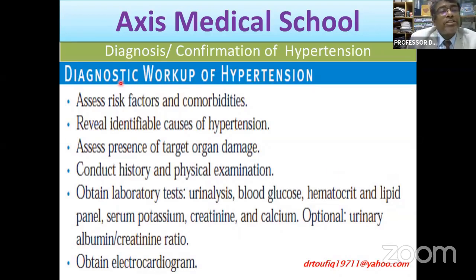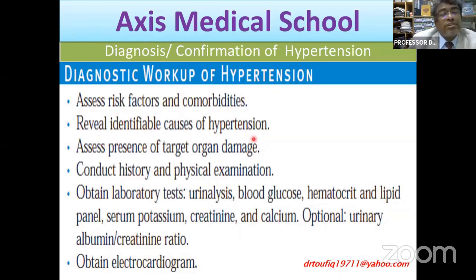So diagnostic workup of hypertension, what does this mean? If a patient comes with hypertension, how will you approach a patient with hypertension? So we have to take a detailed history of this patient. History is important here. For the diagnostic workup, we assess risk factors and comorbidities. We have to assess some risk factors of essential hypertension, as well as see if the patient has any secondary causes of hypertension also.